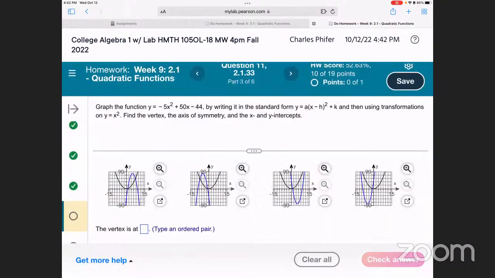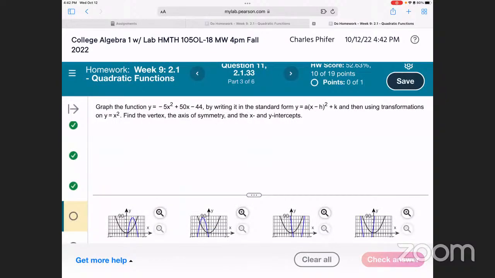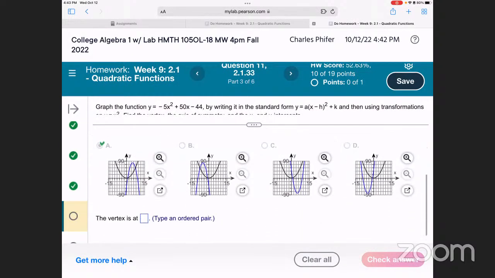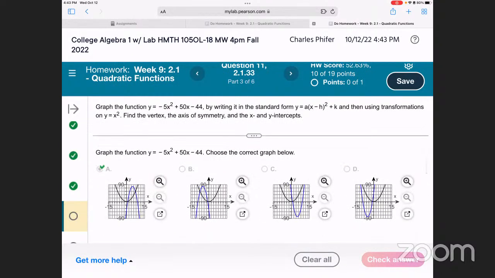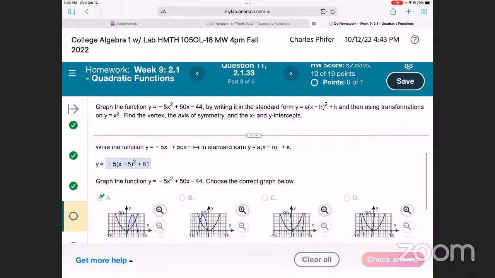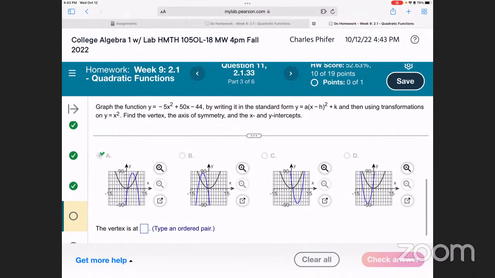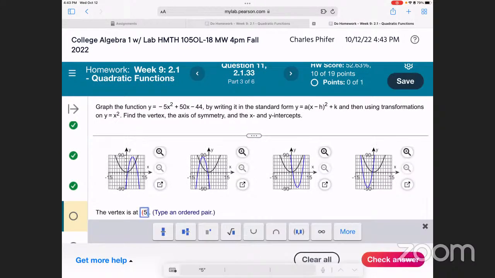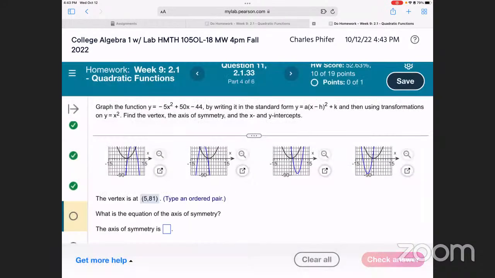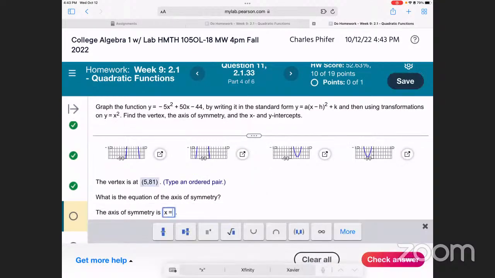The vertex is at (5, 81), right? Because in this form, this is a times (x minus h) squared plus k. So the h in this case is 5 and the k is 81. So (5, 81), parentheses, (5, 81), okay? And the axis of symmetry is the x-coordinate of the vertex, so that's going to be x equals 5, okay?